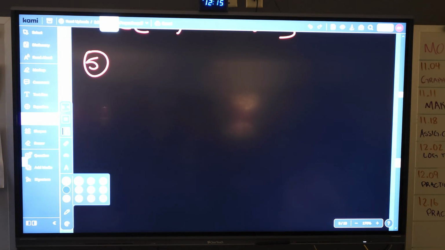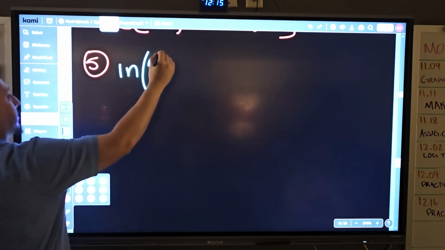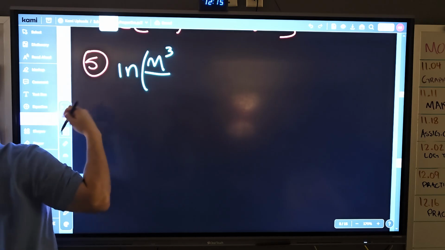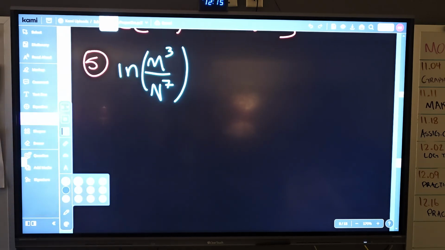Just make sure you write them down in case you get stuck tomorrow. Let's do this one: ln of M to the 3 over N to the 7. I'll give you a head start on your own. After this, we're going to switch to condense, which is a little harder.